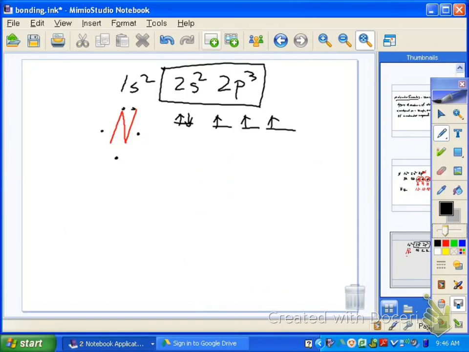So, wait, why are there 2 dots at the top? That symbolizes the s2. What about the 1s2? That's the inner shell, and they're not involved in bonding. We don't look at anything inner shell. So when you look at your configurations, they won't have any inner shell ones. If they do, they're d's. And d's are all inner shell. Never going to be outer shell.